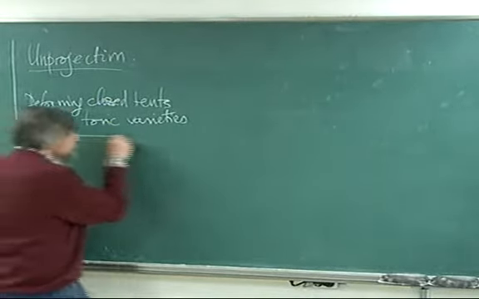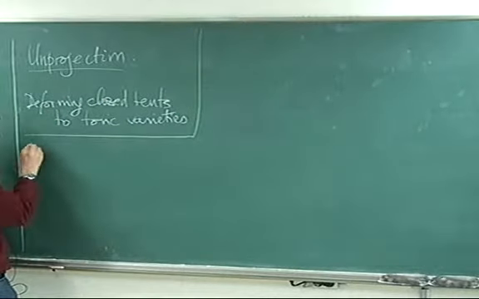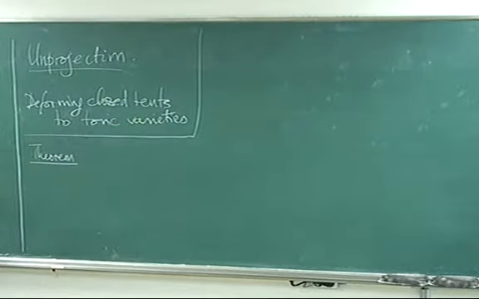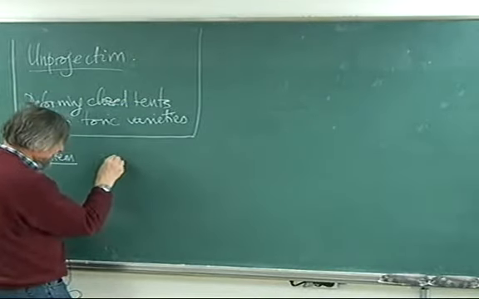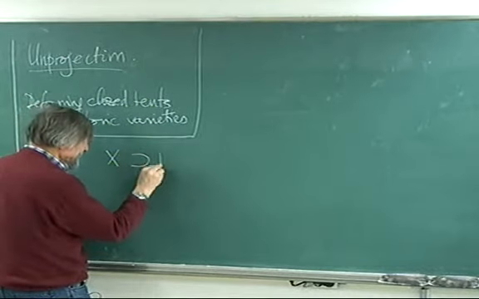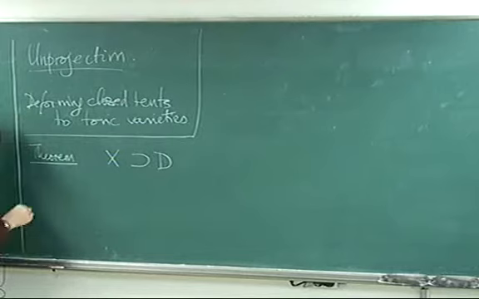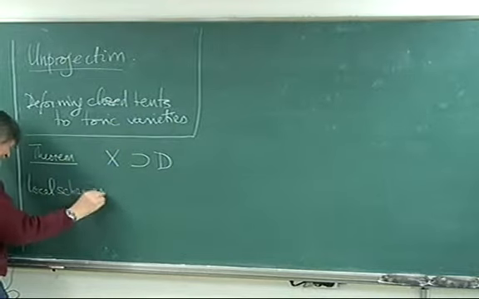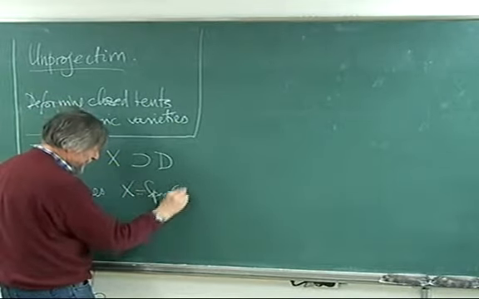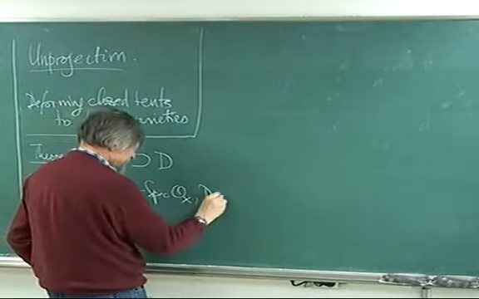So on unprojection, there's a theorem called unprojection, and it takes a little bit of time to set up the material, but it's very easy to say what it states. So I have X and D. These are local schemes. X is Spec of OX, and D is Spec of OD.